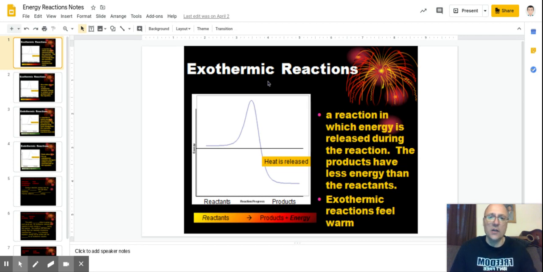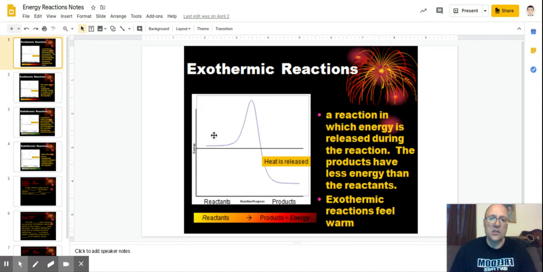Let's start with exo. Exo, like in the word exit, refers to going out. So when we put that all together, heat energy is going out of the system. The system in this case is the chemical reaction, the reactants and the products that are happening here, and energy is going out or being released. So the definition of an exothermic reaction is a reaction in which energy is released during the reaction.